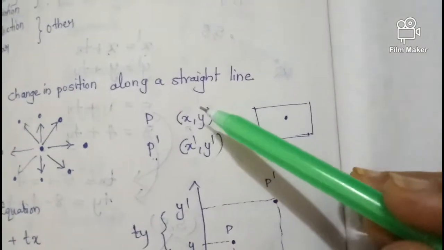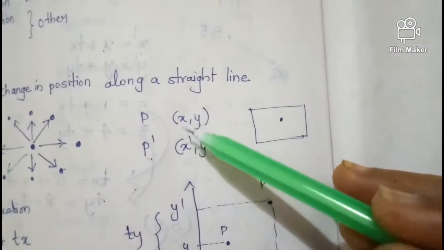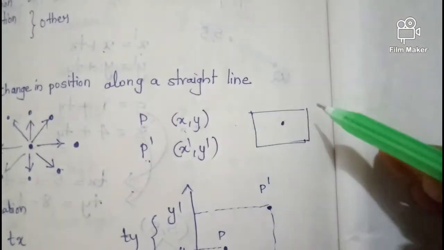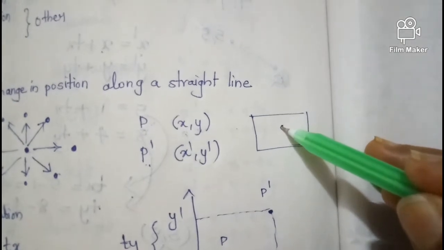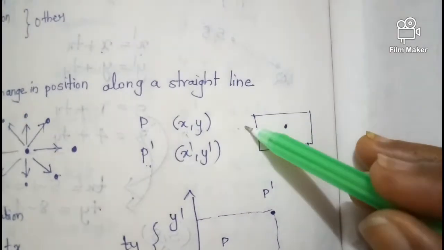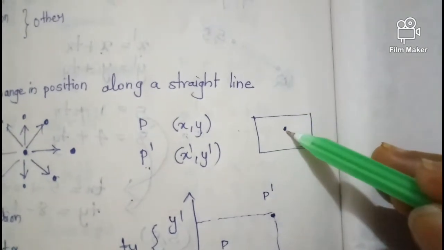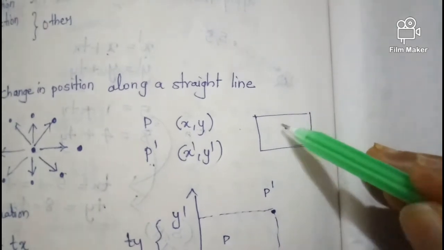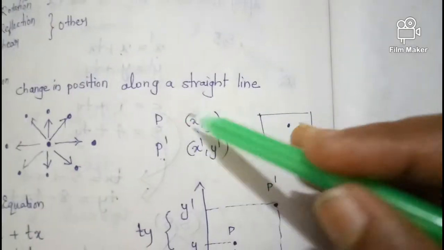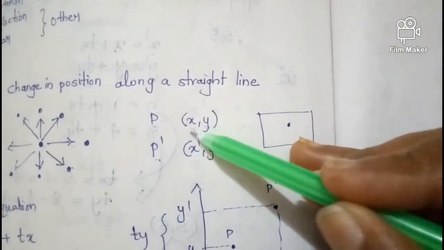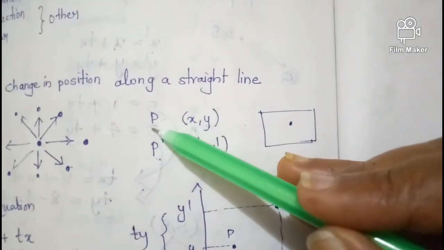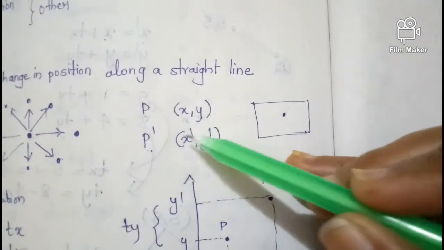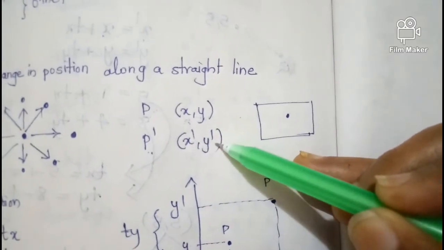Now look, both P and P dash are represented using X and Y coordinates. Why? Because whenever you try to plot a point on the screen, that particular point belongs to a corresponding row and a corresponding column. Since every point on the screen belongs to a specific row and a specific column, every point should be represented using X and Y coordinates. So the original position is represented as (x, y), and the new position should be represented as (x dash, y dash).